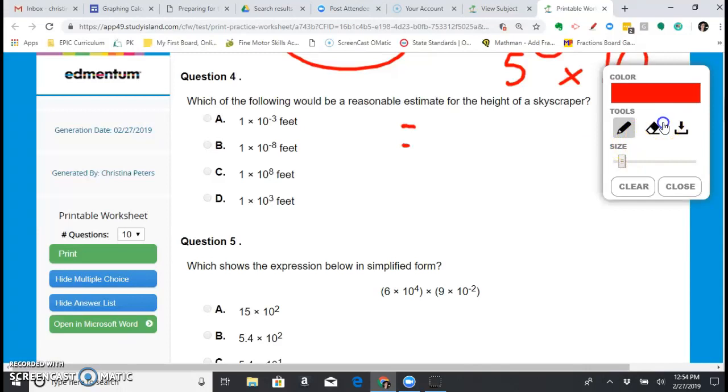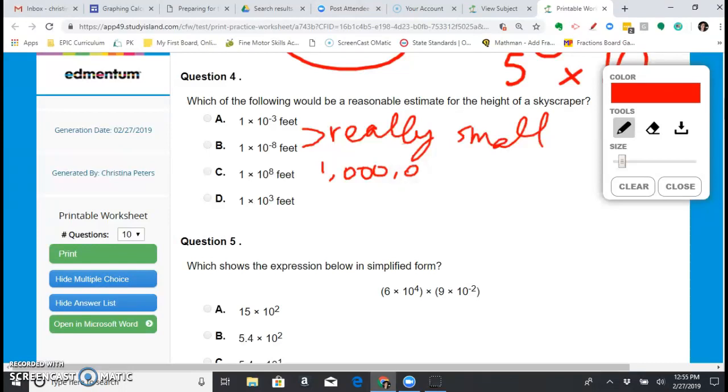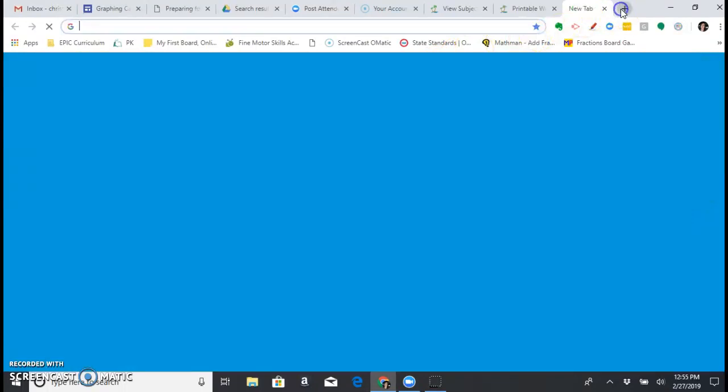If you see a negative, that means that this number is a decimal. So those are really small. This says you move it 8 places. So 1, 2, 3, 4, 5, 6, 7, 8. Here's pretty tall, right? This one is 1,000 feet because I'm kind of rusty on my skyscrapers.